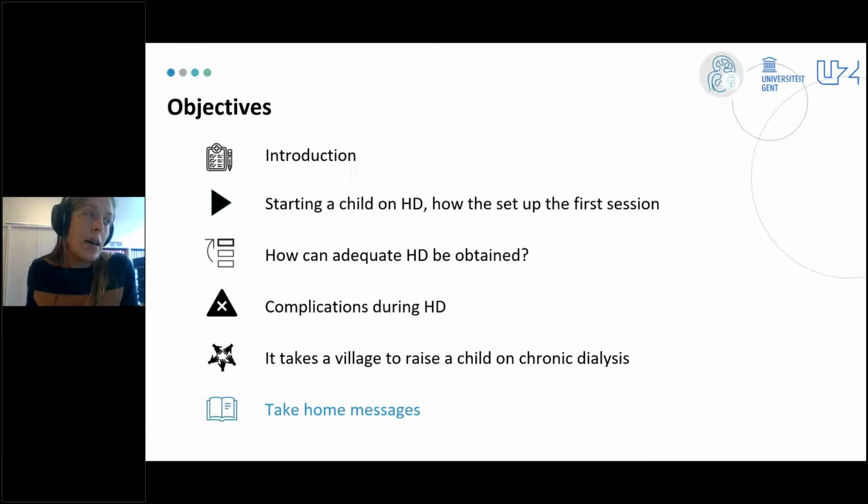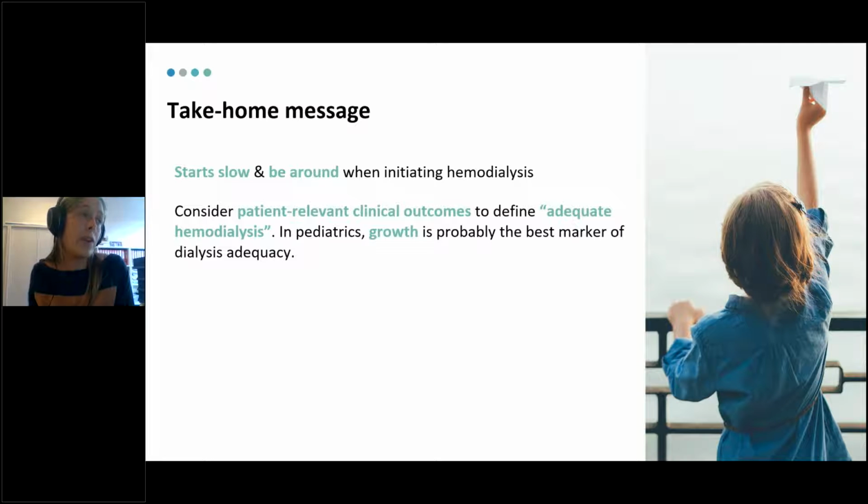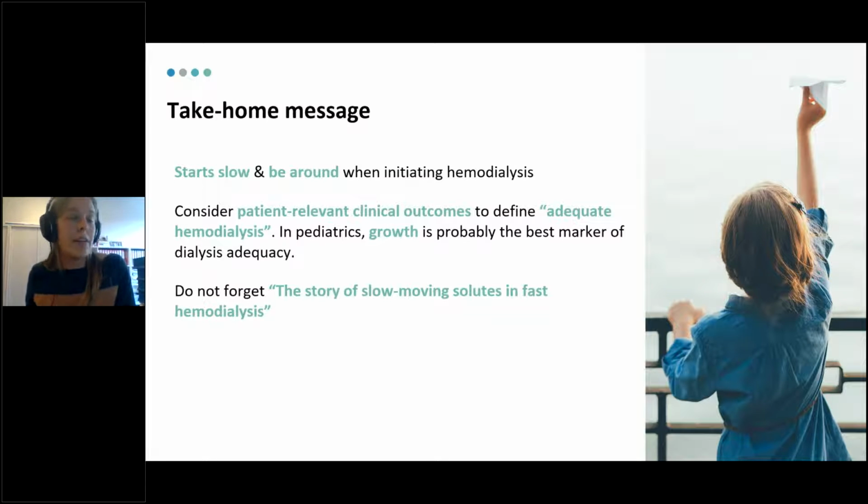So this brings me to the end of my talk. The main messages I would like to leave you with are: start slow and be around when you start hemodialysis in a patient. Consider patient-relevant clinical outcomes to define adequate hemodialysis. And I think pediatric growth is probably the best marker of dialysis adequacy. Do not forget the story of slow-moving solutes in the fast hemodialysis machine.